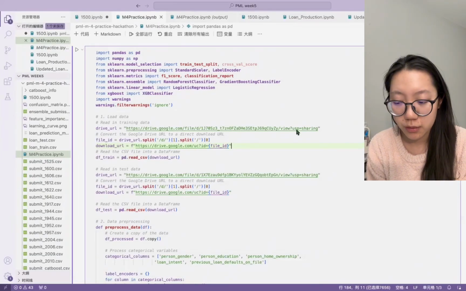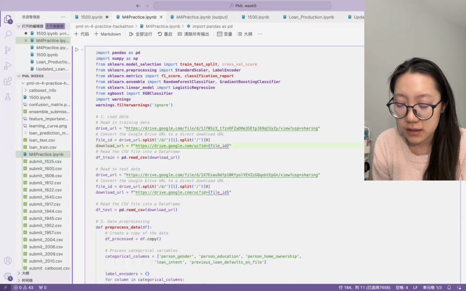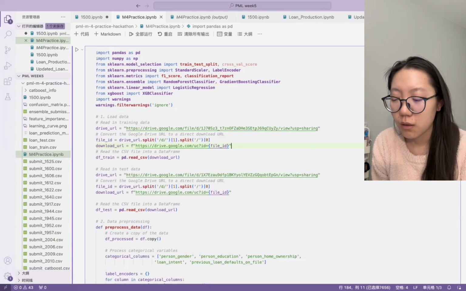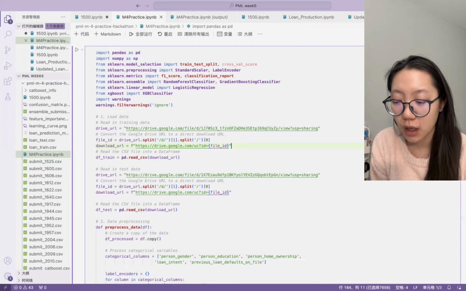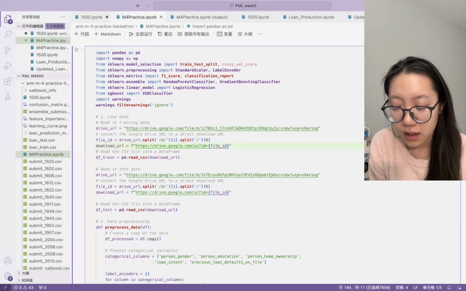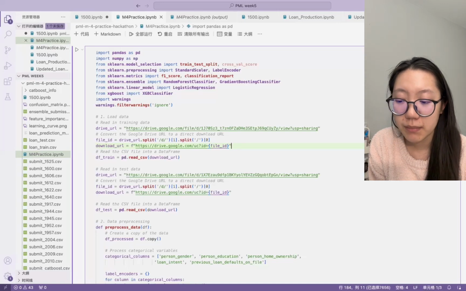Today I want to walk you through my loan default prediction project. In the first part, I will tell you how I boosted my model performance. When we first tackled this problem, we knew we needed to get creative with our features. You can't just feed raw data into a model and expect magic.